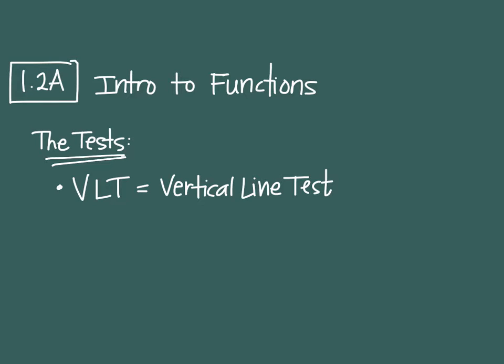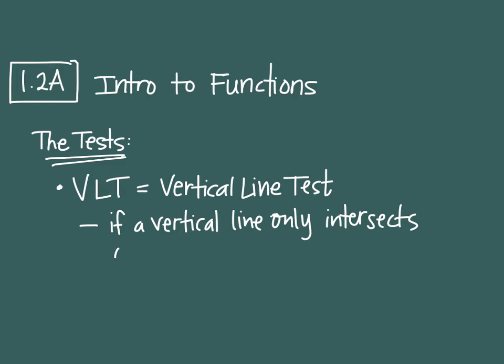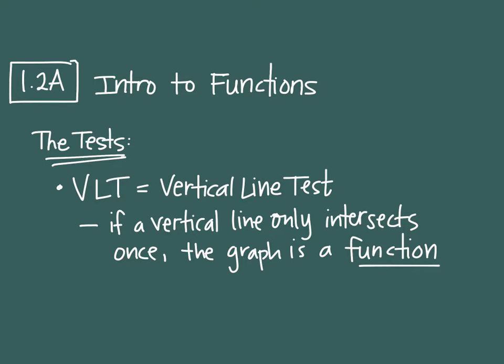Okay, we're doing the vertical line test. So, if a vertical line only intersects once, then the graph is a function. So it has to pass the vertical line test. So why? Why, if something fails the vertical line test, would it not be a function?